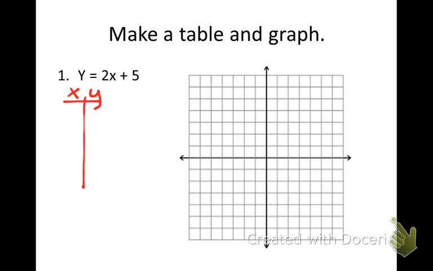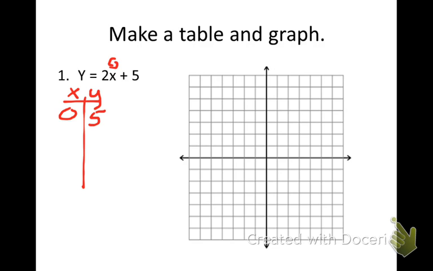Now, when I said choose wisely, remember we're going to be graphing this, so we don't want to choose something like 100 because it's going to go off our graph. So I'm going to choose fairly small numbers. I almost always start with 0, which is an easy number to work with. So you're going to put the 0 in here for x and then just do the math. So 2 times 0 is 0, plus 5 would give us a 5.